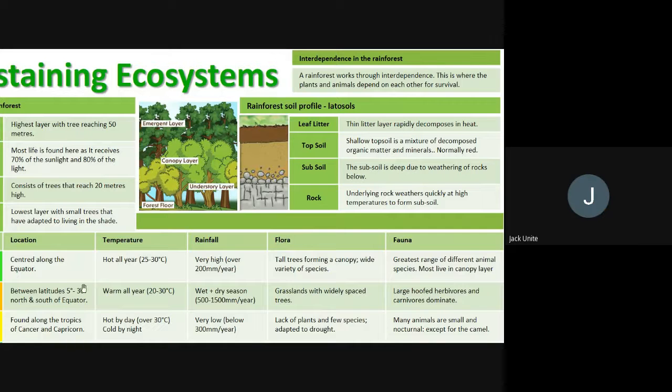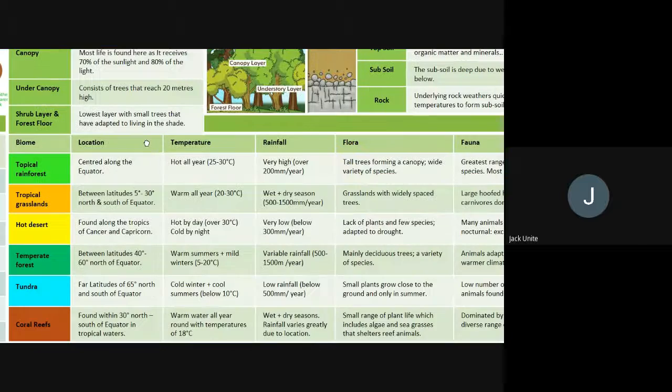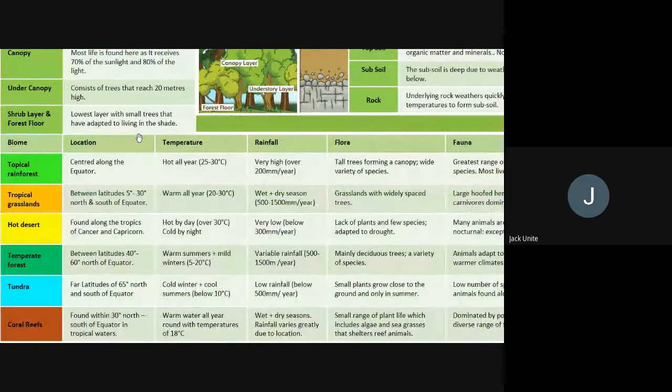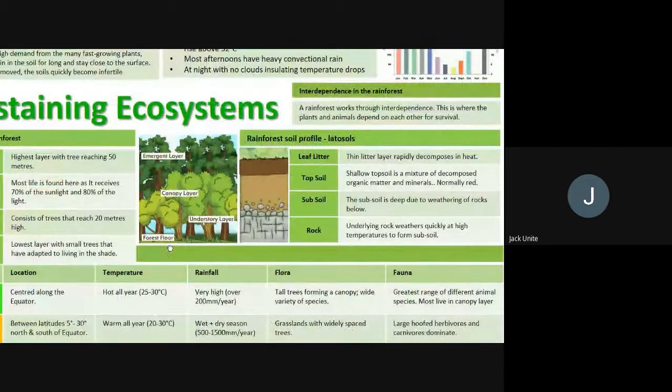Mr. Unite, have you got anything to add to that? No, I really like that, sir. The only thing I like from there, it says about where it's normally red, and I've definitely seen my kids asked before when we've seen deforestation, like, oh, why is the soil red?